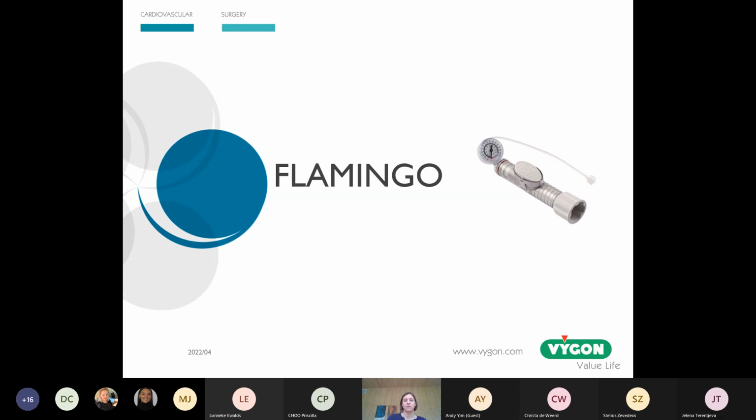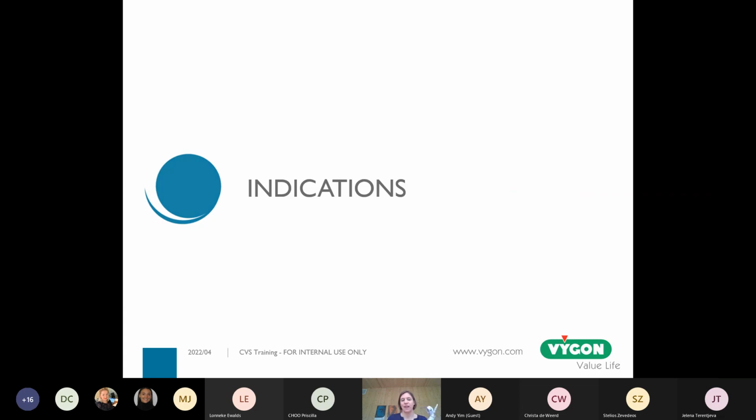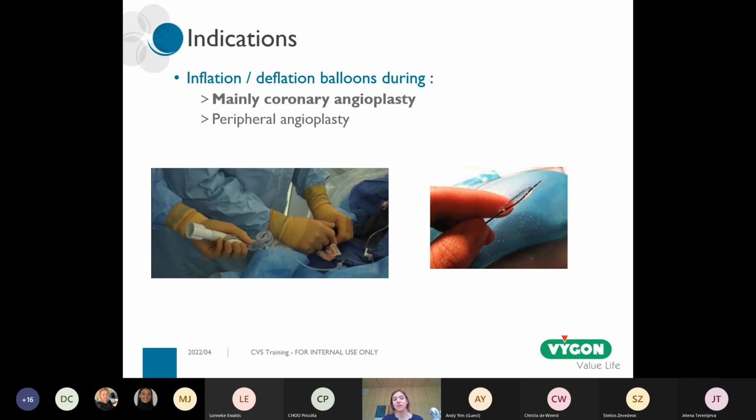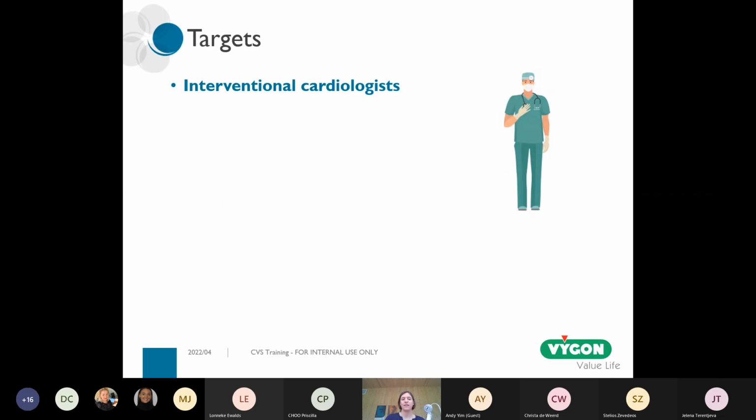I have finished with Dolphin. Let's now discuss Flamingo. Flamingo is indicated to inflate and deflate balloons mainly during coronary angioplasty. It is very appreciated by interventional cardiologists, but it can be used for peripheral angioplasty too. The targets are the interventional cardiologists, the interventional radiologists, and the vascular and peripheral surgeons.